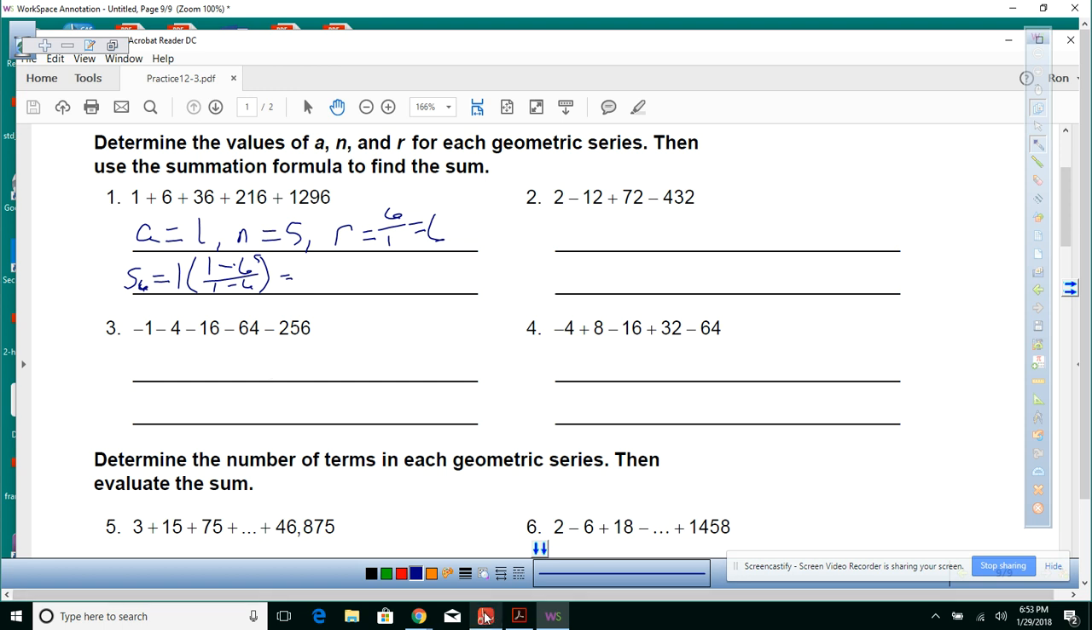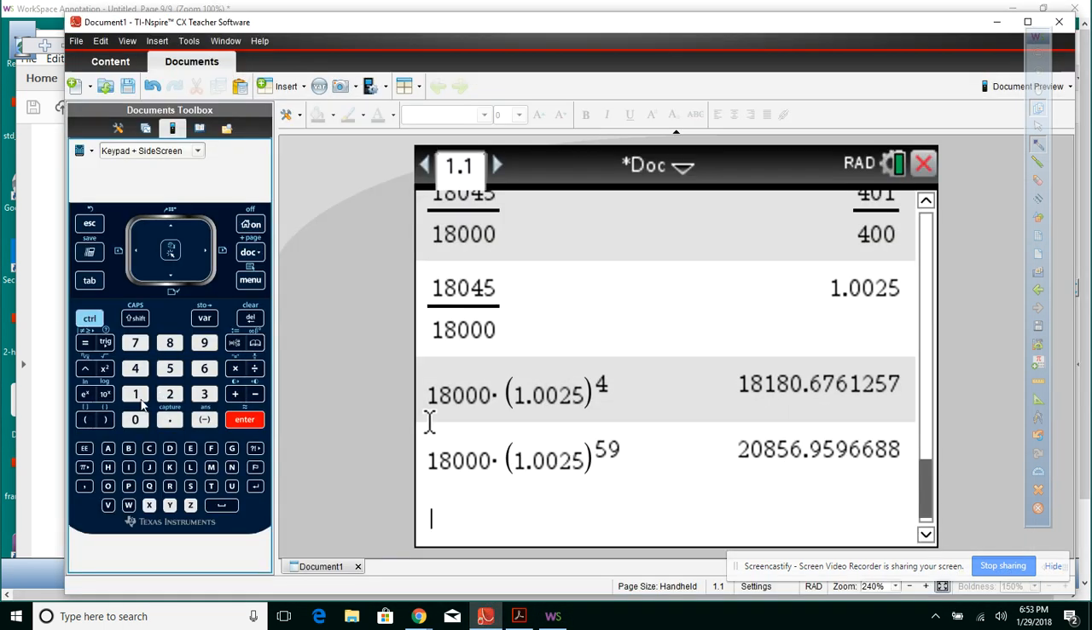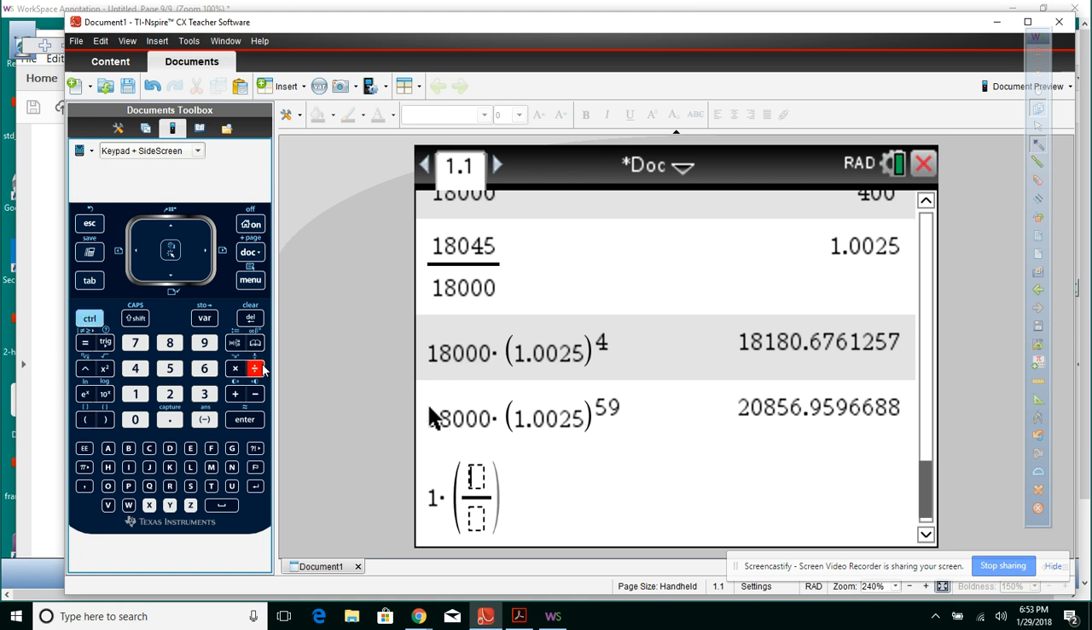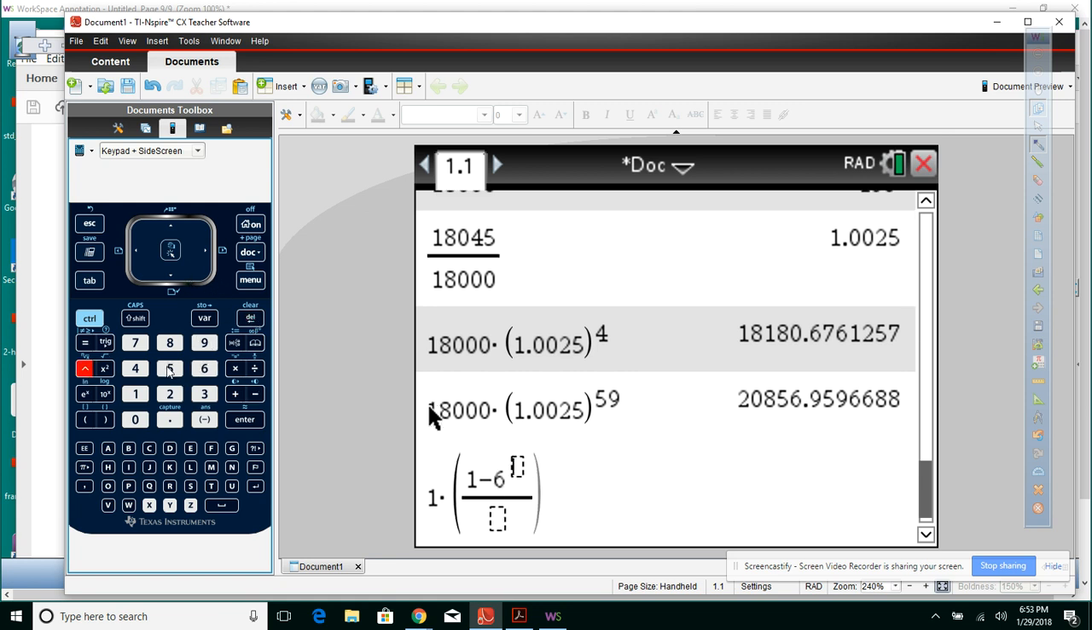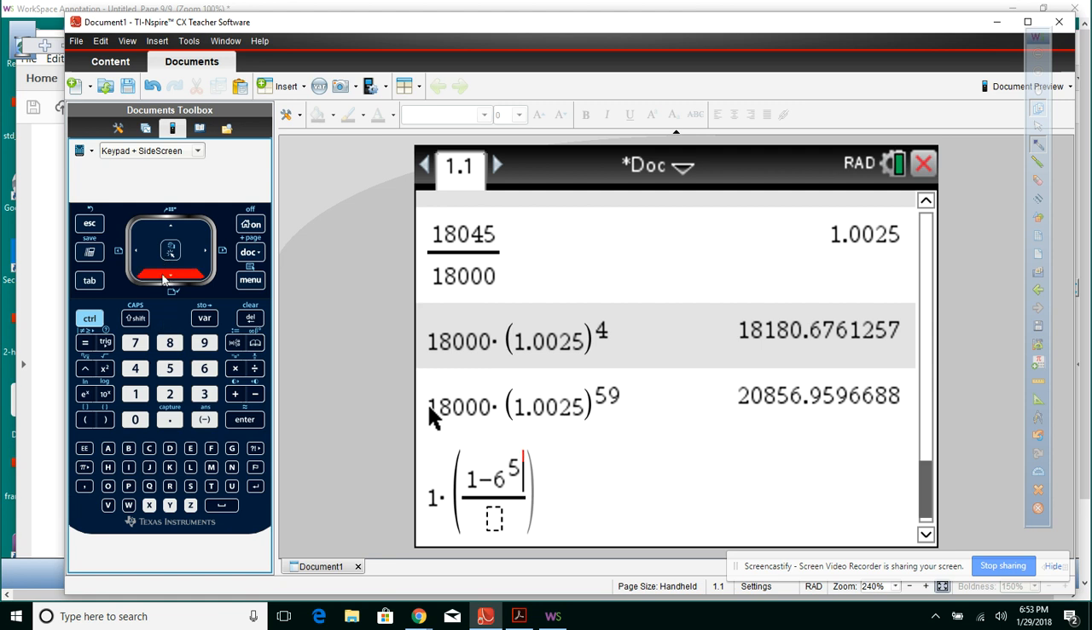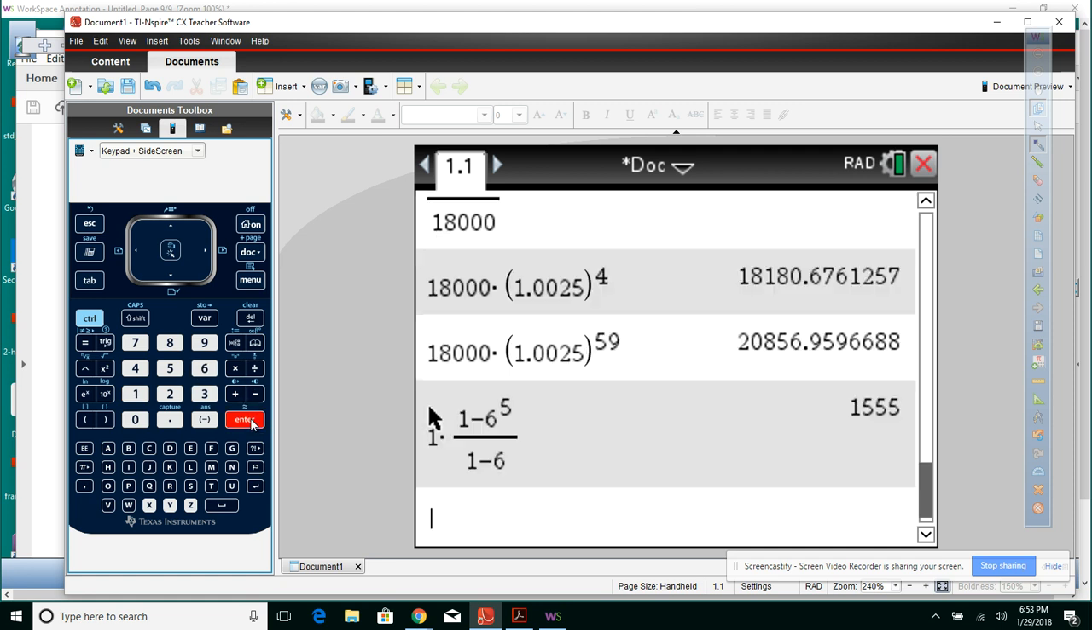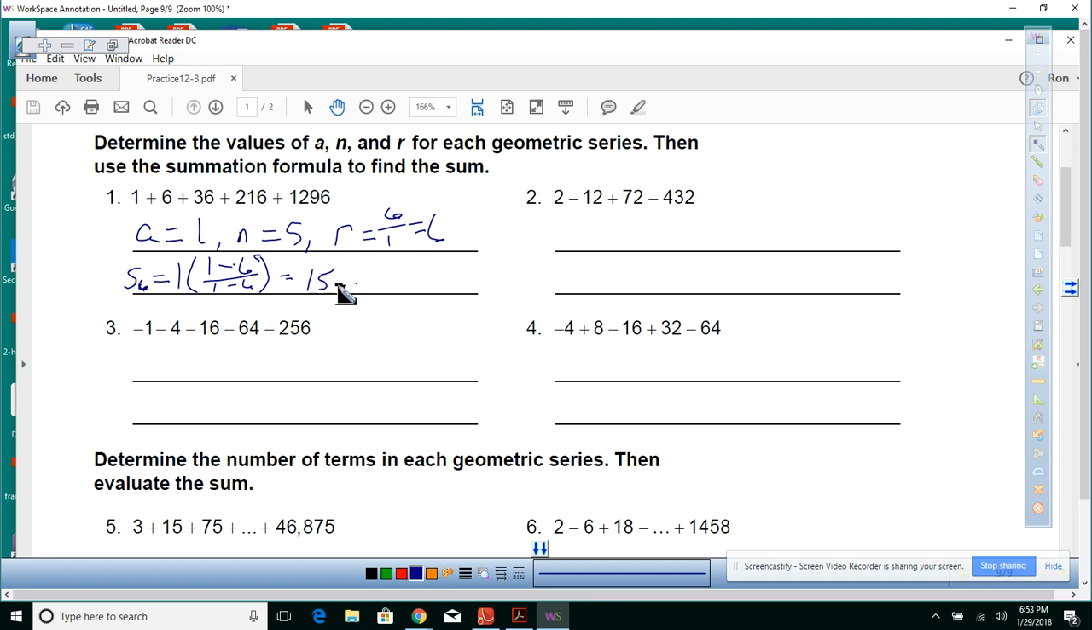All right, let's put that in the old calculator there. What do we got? 1 times, open parentheses, control, divide, 1 minus 6. Oh, I did 5 there, 6. Caret 5 over 1 minus 6. 1 minus 6. And I got 1555. 1555. All right.